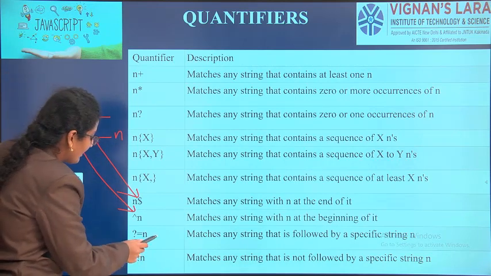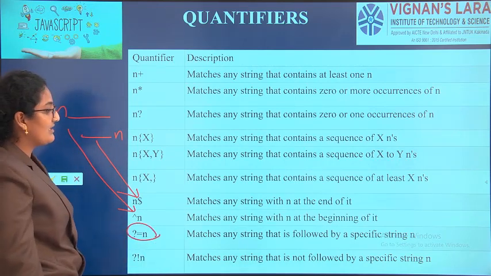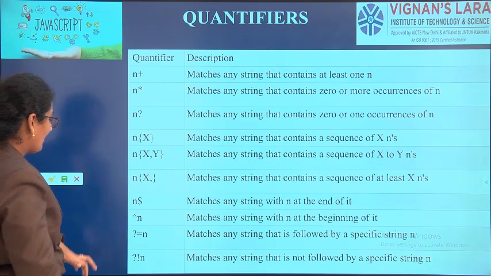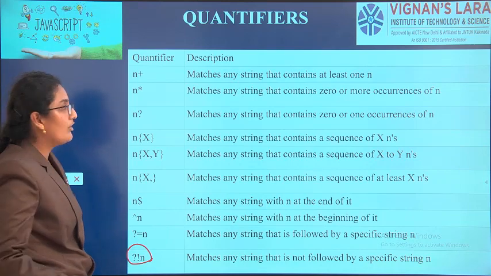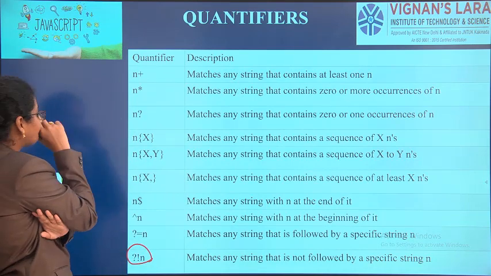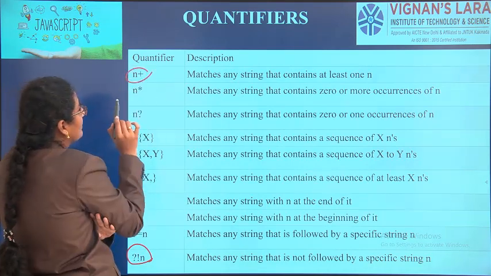So next one is question mark equal to n, which matches any string that is followed by a specific string n. Question mark exclamation n matches any string that is not followed by n. So let us see n plus.